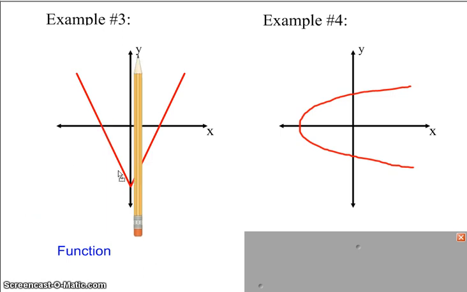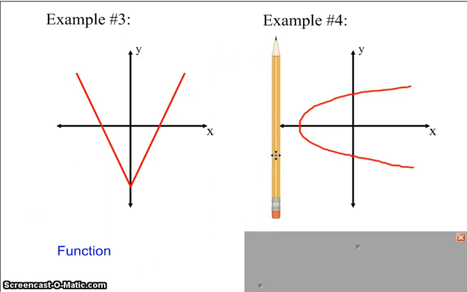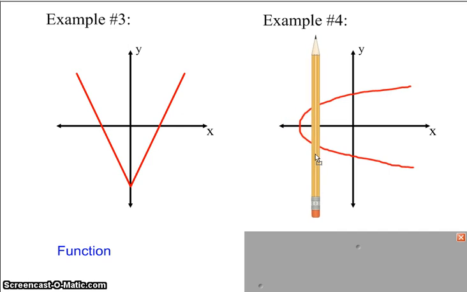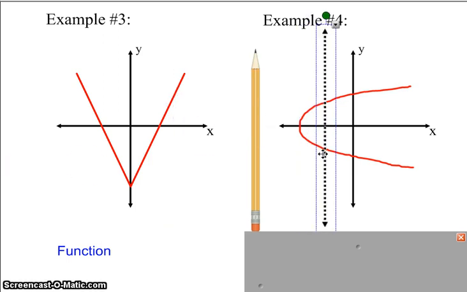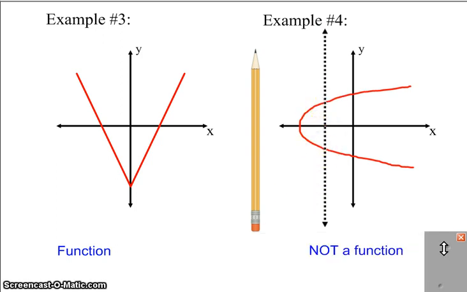Example 4, as I'm going across here, immediately I can see this touches more than 1 point. This is going to fail the vertical line test, so I'm going to draw in a line here showing that, boom, this hits it in 2 points. No good. This fails the vertical line test. It is not a function. That's all there is to this. Alright, let's do 2 more examples.